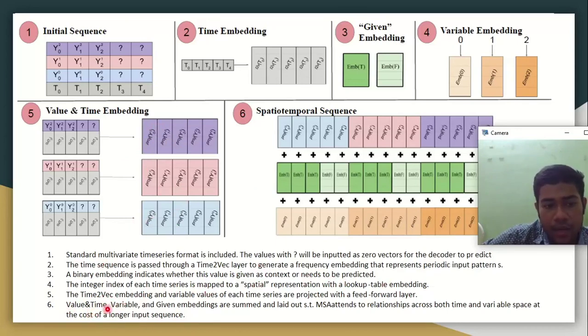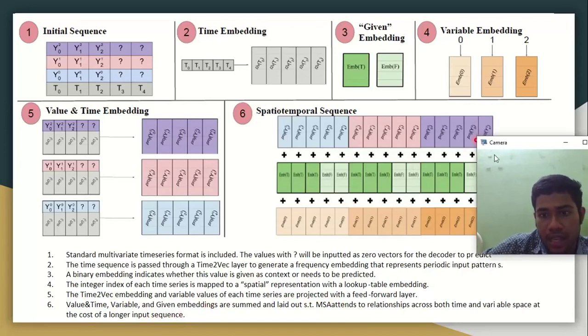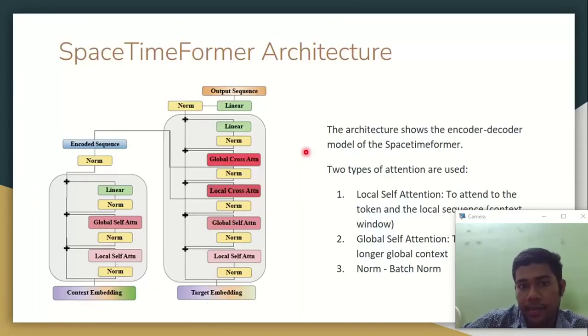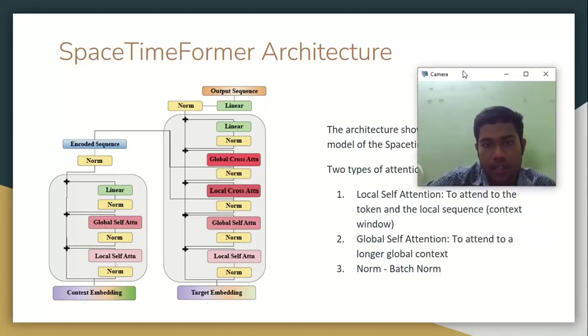We take the value, time, variable and given embeddings, and these are summed and laid out such that MSA attends to the relationship across both time and variable space at the cost of a longer input sequence. So the input sequence is quite long here because we have also expanded based on space as compared to only time. But this is beneficial, as we will see in the next few slides. And also Spacetimeformer is adapted to handling long sequences.